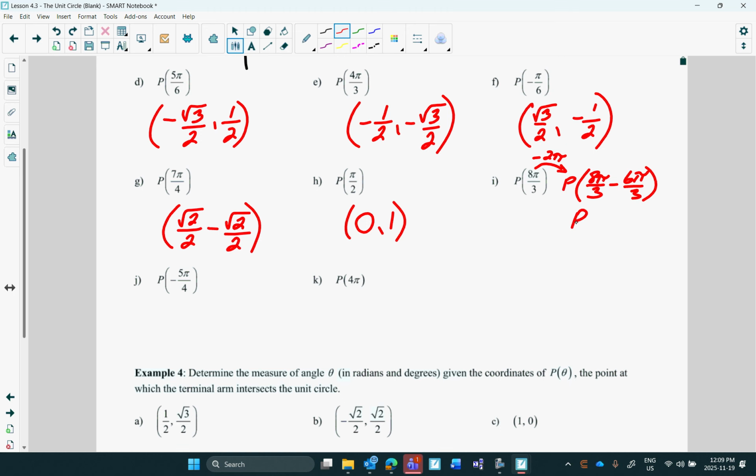Which gives me 2 pi over 3. That's an angle on the unit circle. 8 pi over 3 was too big. So where's 2 pi over 3? Remember the pi over 3s are the high ones? Which quadrant? Quadrant 2. So what's this? It's the small value and then the bigger value. Negative 1/2 because it's in quadrant 2, and then root 3 over 2.